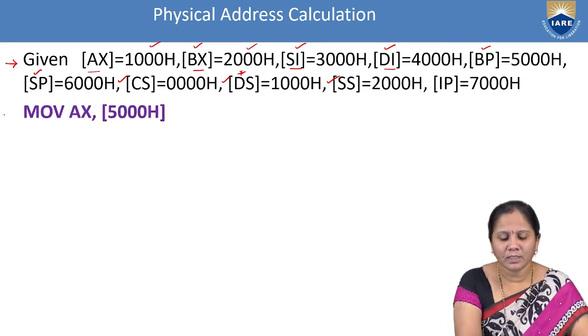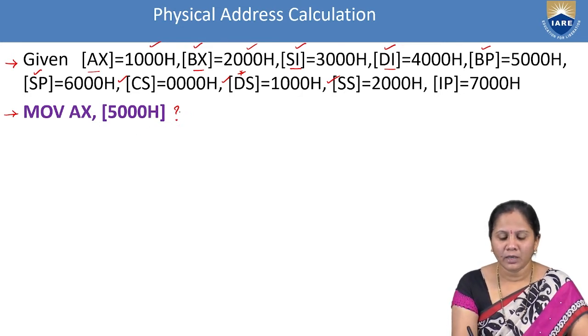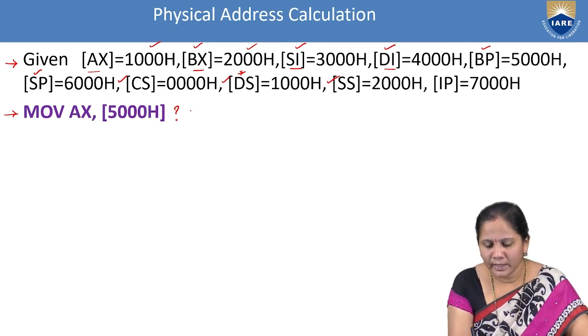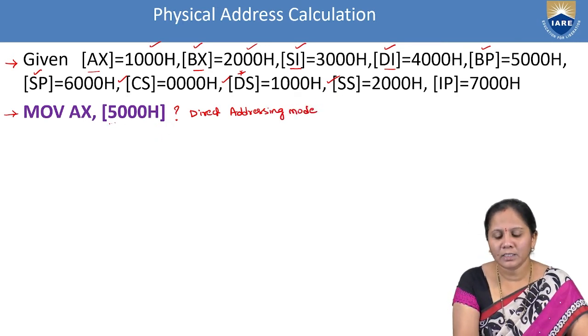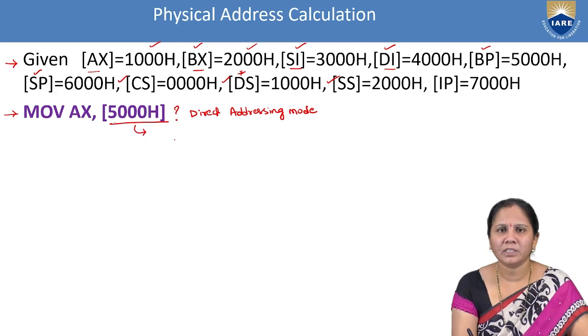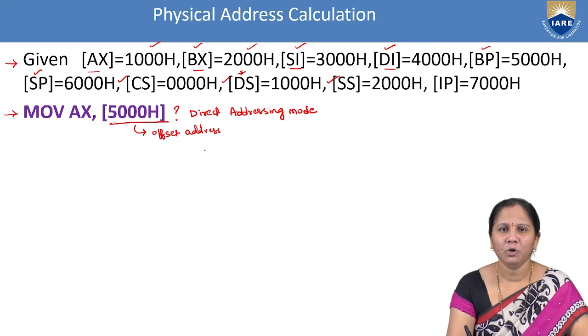Now, this is the example. Consider how to calculate the physical address. Generally, we know here MOV AX, [5000H]. This 5000H is kept in brackets. This instruction comes under direct addressing mode. Why? Because the address is specified directly as a part of the instruction. What type of address is this? It represents the offset address only.